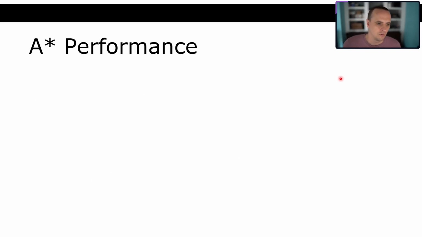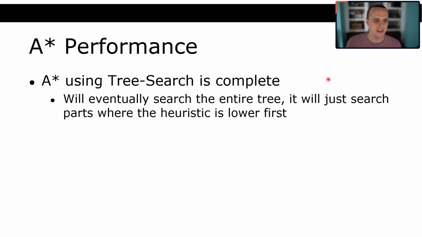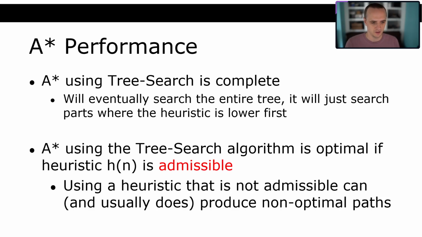Okay, so what is A star's performance? A star using tree search is complete. It will eventually search the entire tree. However, it will search the parts of the tree where the heuristic is lower first, right? So it's complete. A star using tree search is optimal if the heuristic is admissible. Using a heuristic that is not admissible can, and usually does, produce non-optimal paths. So this is very important. It's a very good exam question. A star using tree search is optimal if the heuristic is admissible.